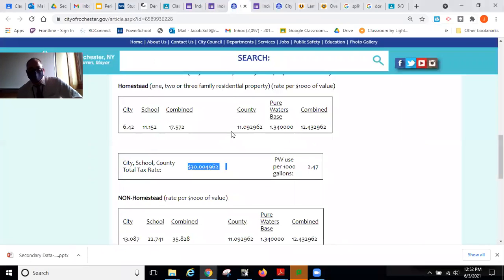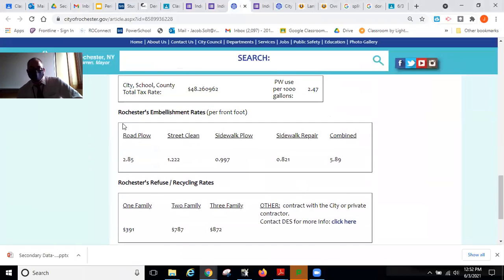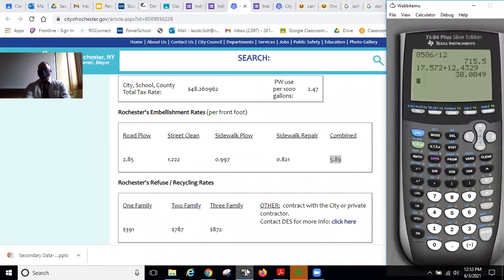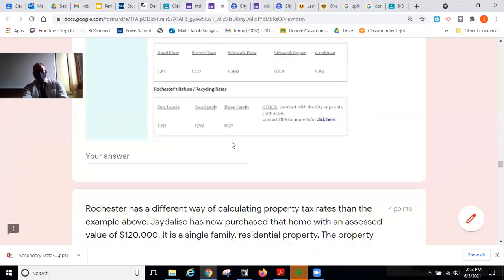All right, so let me go back and share my screen. Okay, so here it is on the city website. It's called embellishments, Rochester's embellishment rates, per front foot. She has 30 feet of road frontage, and she's going to pay these various rates. She's going to pay $2.85 per foot for road plowing, a certain amount for street cleaning, sidewalk plowing, sidewalk repair. Fortunately they combined it all. Jamar found this very quickly, $5.89. $5.89 times 30 feet of road frontage is how much she'll get charged for her embellishments: $176.70. You can put that down in the Google form. That's that question right there, the embellishments.